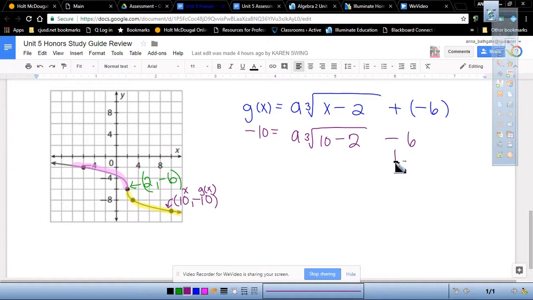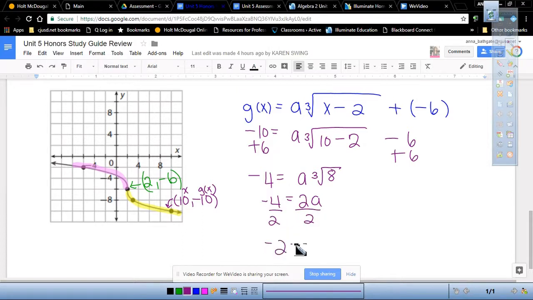First thing I'm going to do is get rid of the subtract 6, so I'm going to add 6 to both sides to get negative 4 equals a, the cubed root of 8. Well, the cubed root of 8 again is 2. So negative 4 equals 2a. I'm going to divide both sides by 2. And negative 2 equals a. So now I get g of x equals negative 2, the cubed root of x minus 2, all subtract 6.